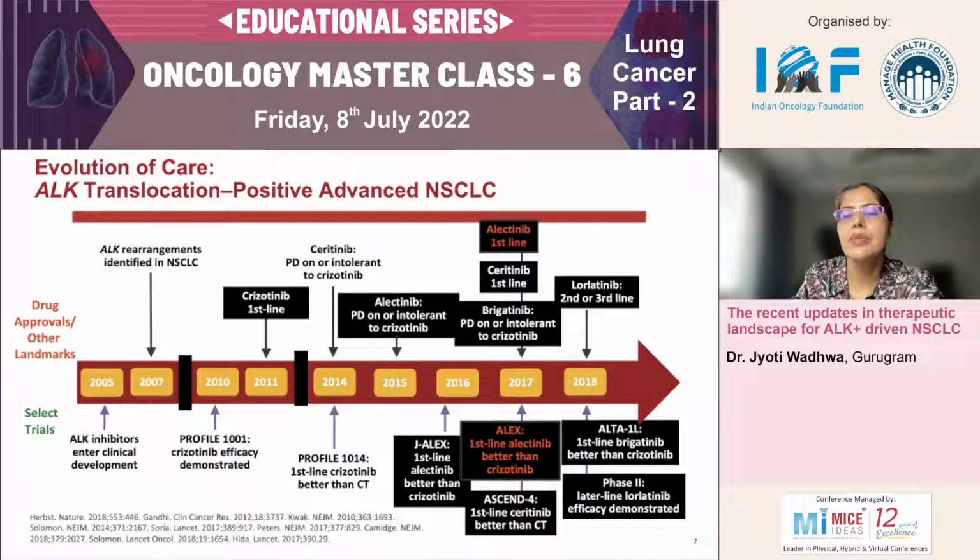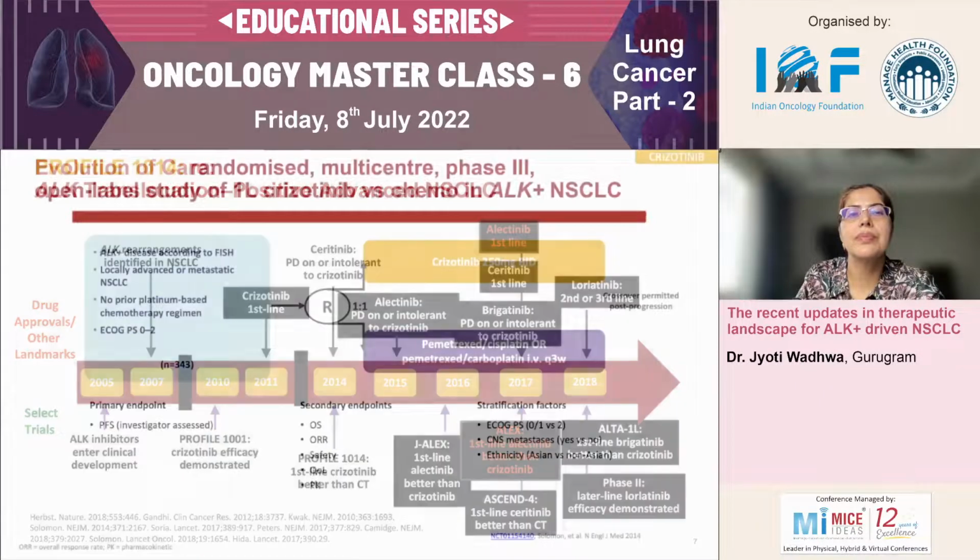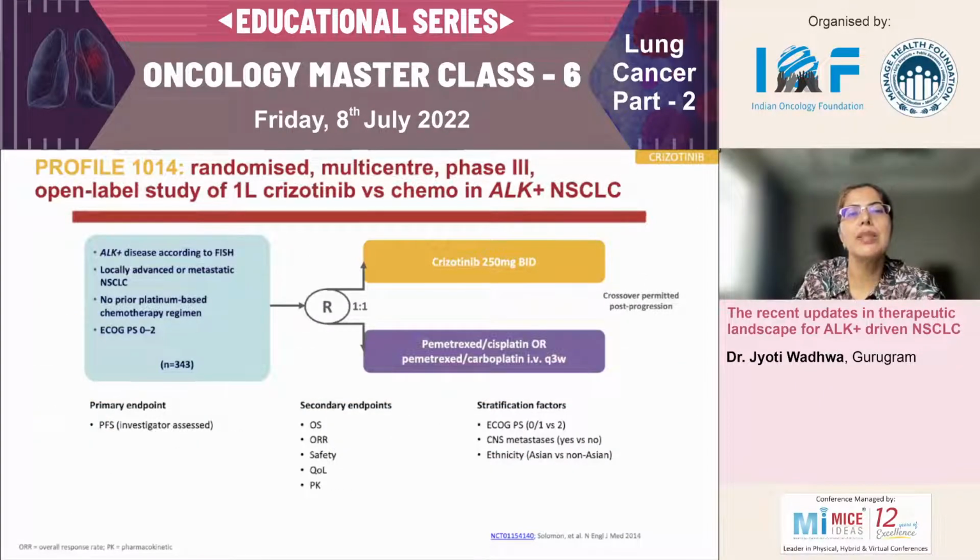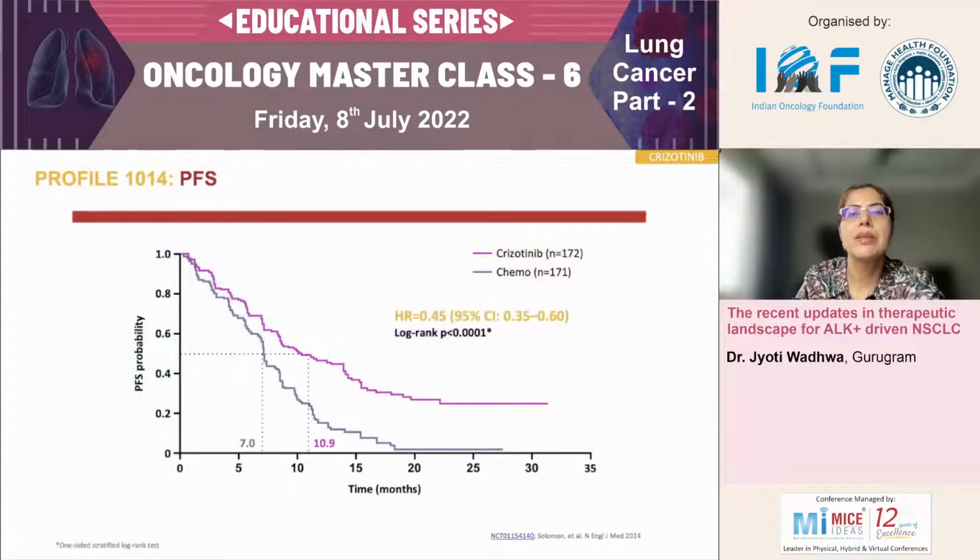In addition, there's ensartinib, which is not listed here. That's also another second generation ALK inhibitor. So PROFILE 1014 was a randomized multi-center phase 3 open label study, which compared first-line crizotinib with the standard chemotherapy for ALK-positive non-small cell lung cancer. And this established the superiority of crizotinib when compared to chemotherapy for treatment of this subset of patients.